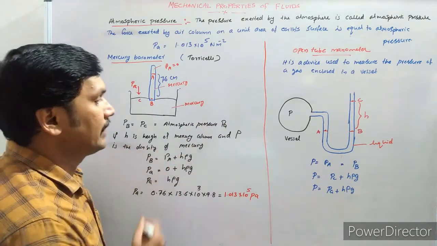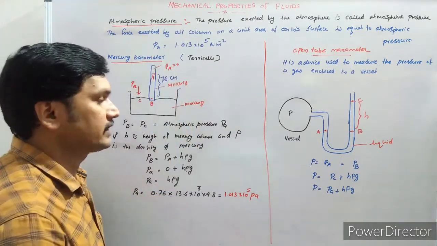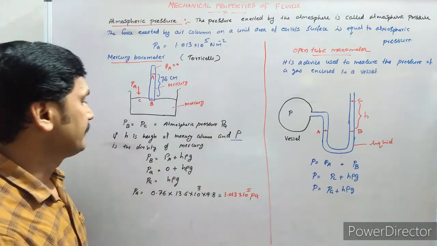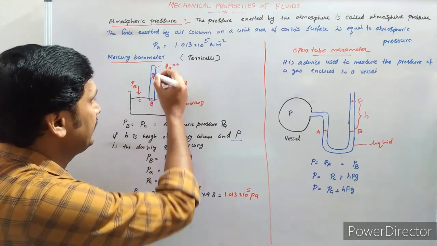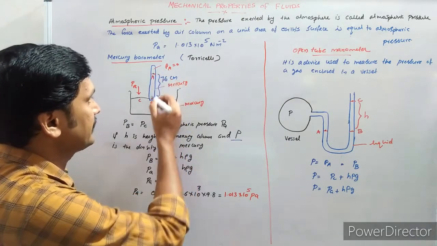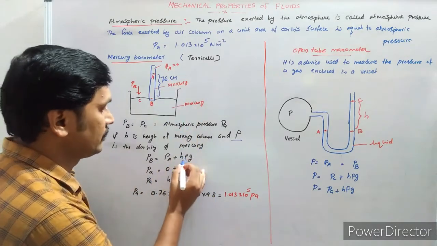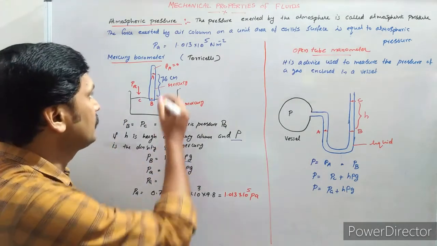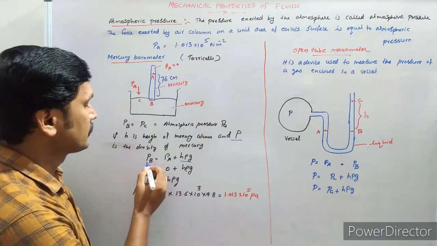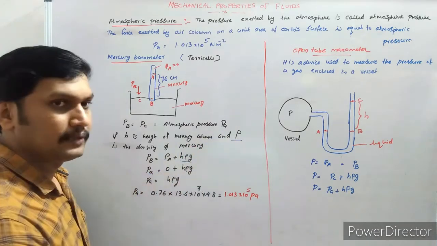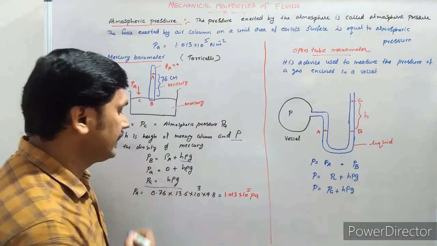Now if H is the height of the mercury column, with a height of 76 centimeter, and rho is the density of mercury, what is the pressure at point B? Pressure at point B can be written as the pressure at point A plus H rho G, because this can be considered as a mercury column of height H. Pressure at point A is 0, plus H rho G. So PB is equal to PA. So atmospheric pressure is equal to 0 plus H rho G, or atmospheric pressure is equal to H rho G.